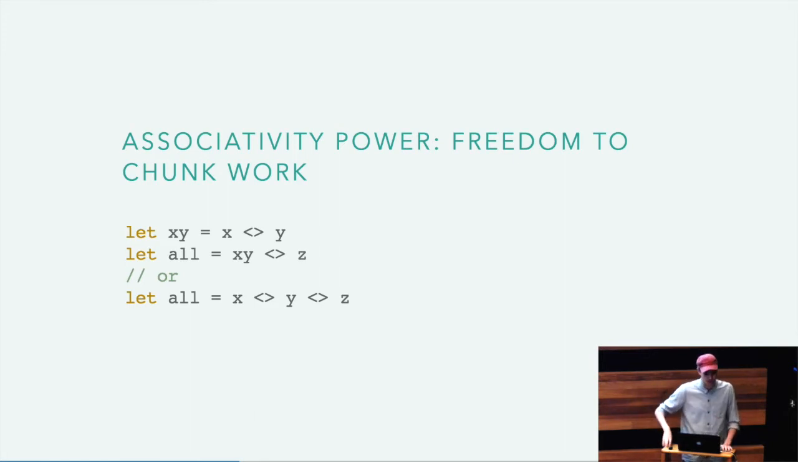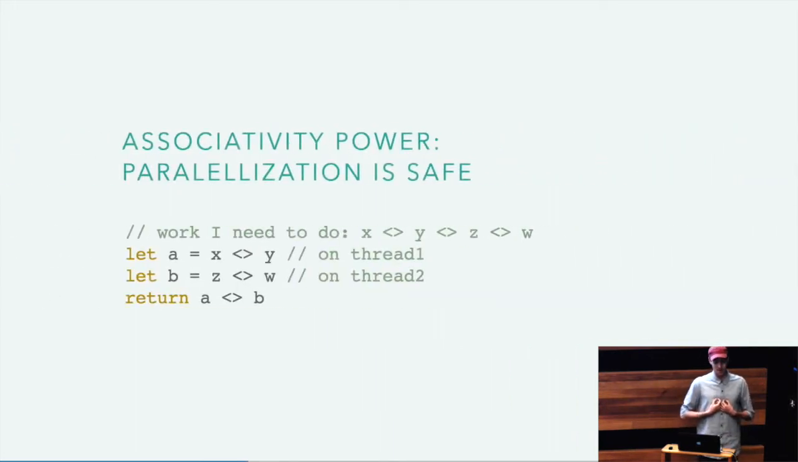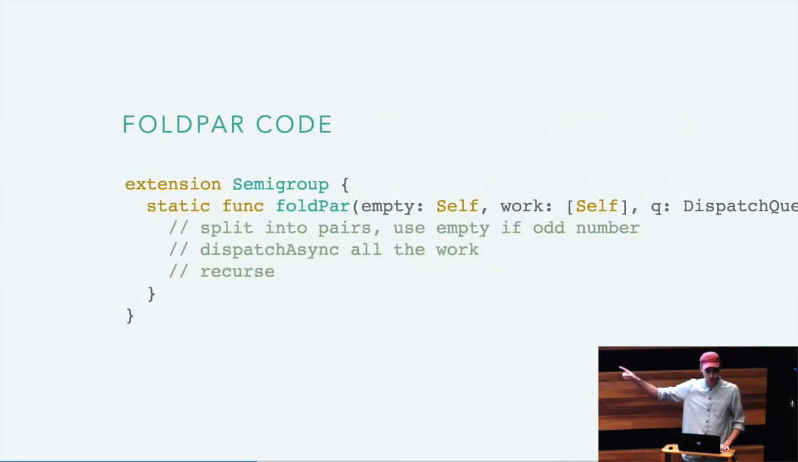And what's even more interesting is as a corollary to this, I can choose how to chunk up the work in the implementation of fold or anything else. And I can say anything that's associative, I can evaluate in parallel. Okay? Because I can just choose to redo the parentheses and evaluate this chunk on one thread, this chunk on another thread, and then combine the results at the end. And so what we can do with that is we can increase the performance of fold. All right? And we can make fold par.